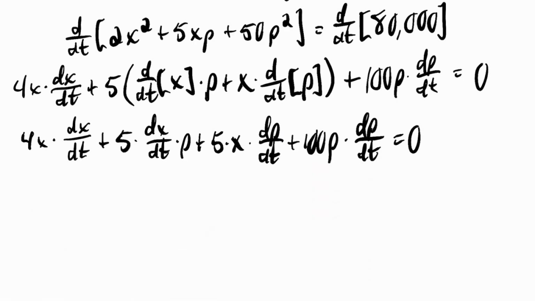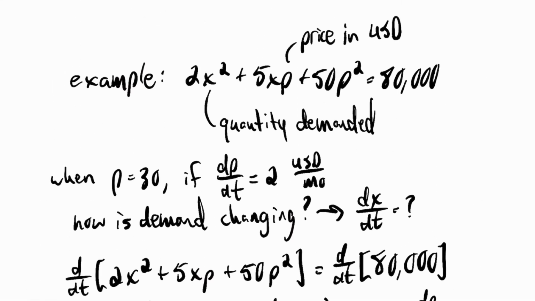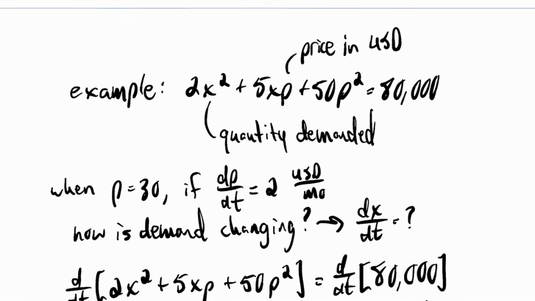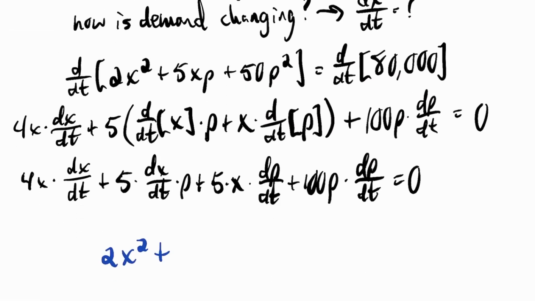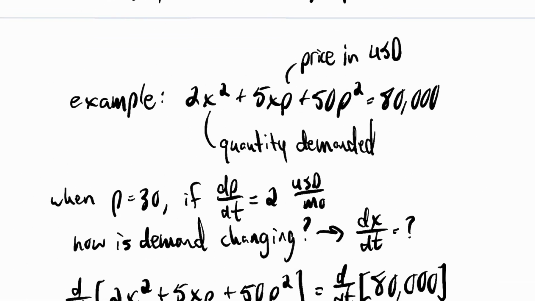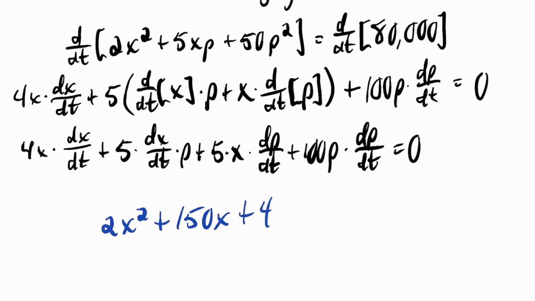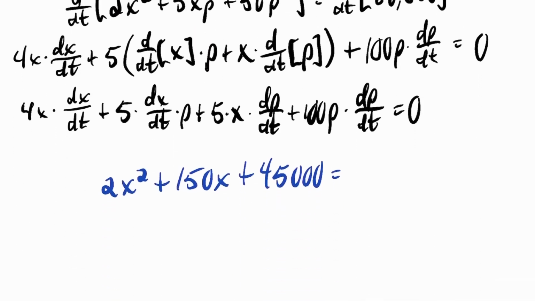So 2x squared plus 5xp. Now p is 30, right? So 150x after I plug in 30. Plus 50 times p squared. P squared is 900 times 50 is 45,000. So our numbers are getting kind of large, but it's going to be okay. Equals 80,000, right? Yeah, 80,000.